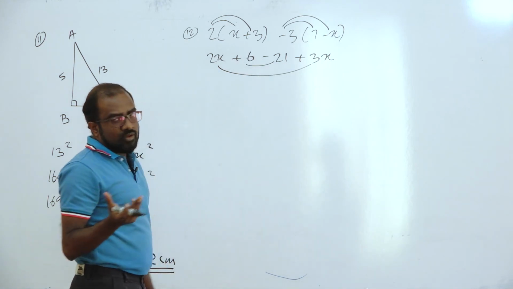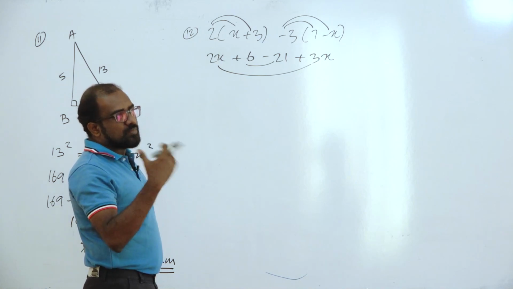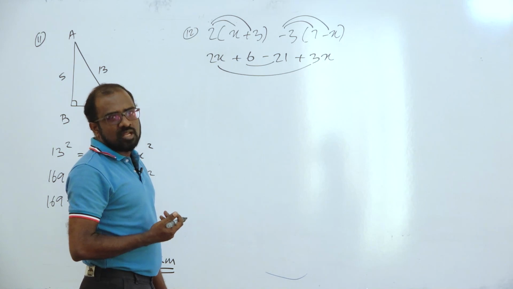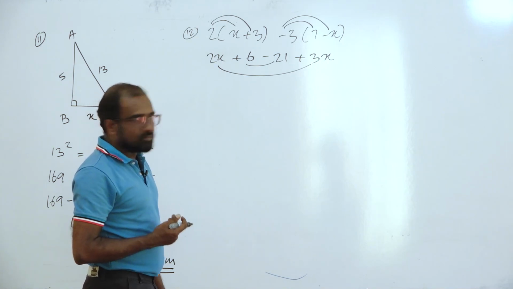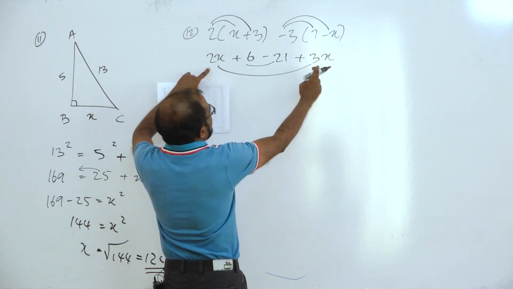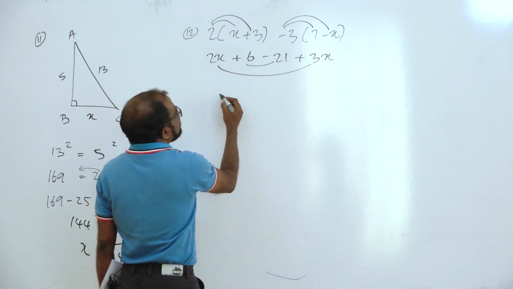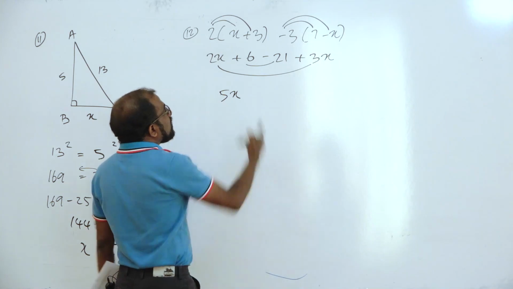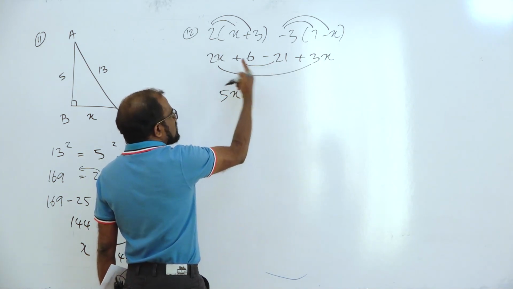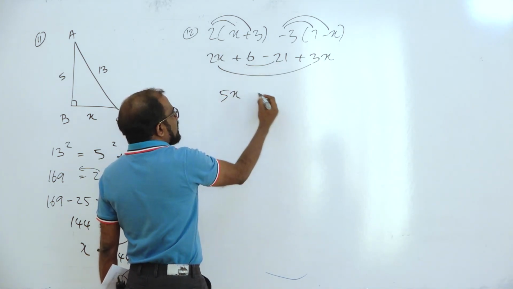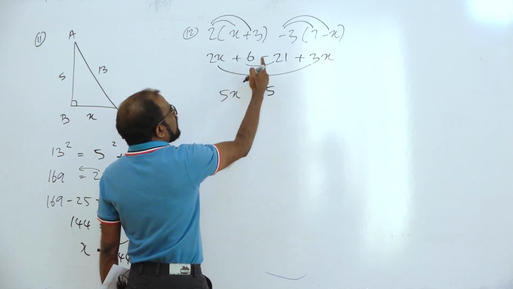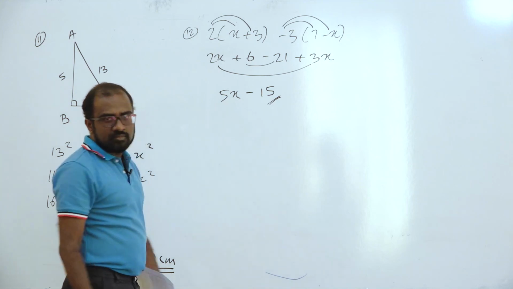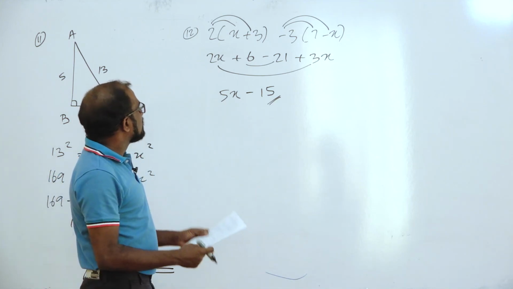What is the rule for simplifying? Same sign, add. Different sign, subtract, and the symbol comes from the largest number. We do that from grade 7. So 2x and 3x, same sign, so you add: 5x, the symbol is plus. Plus 6 and minus 21, different sign, subtract. 21 minus 6 is 15. The symbol comes from the largest number. 5x minus 15 is the answer. 5x minus 15.